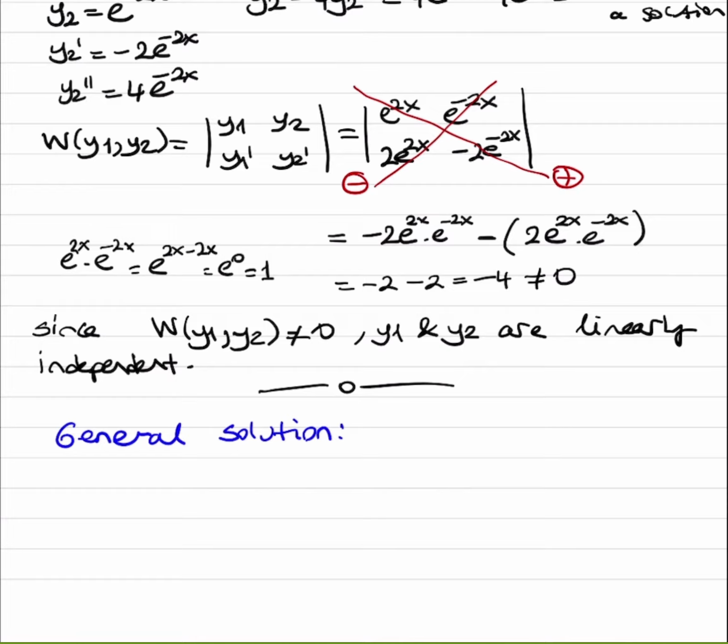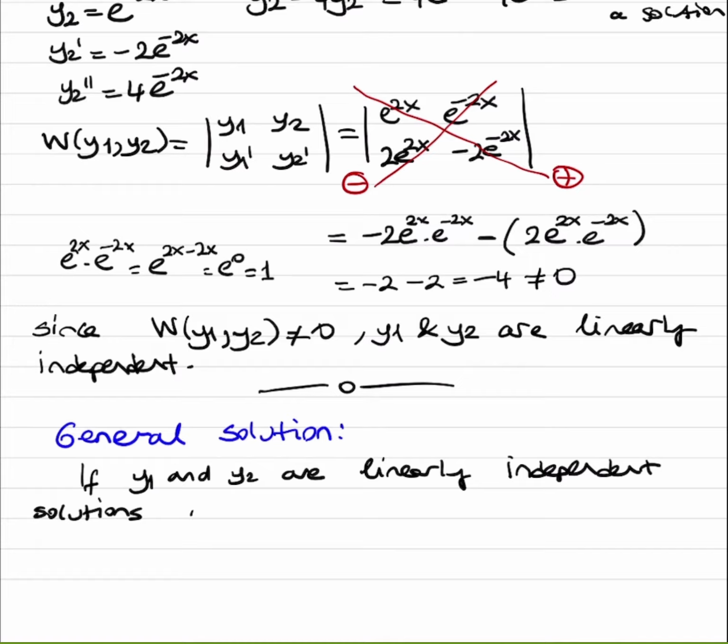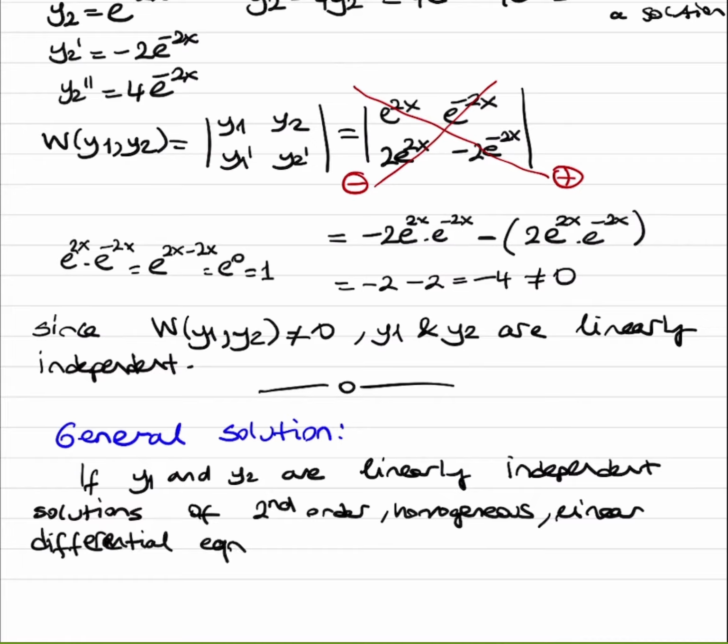Okay, general solution. What do we mean? If y1 and y2 are linearly independent solutions of a second order homogeneous linear differential equation, so we don't know what will happen if we have a non-linear differential equation, but if we have a second order homogeneous linear differential equation, which can be given as, let's say, y double prime plus p of x y prime plus q of x, sorry, y is equal to r of x.